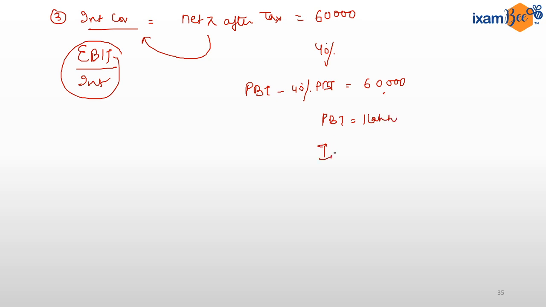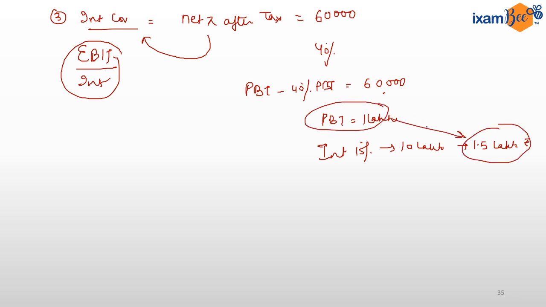Interest was also given to us as 15% on 10 lakh of debentures. That means interest in absolute terms is 1.5 lakh rupees. So this turns EBIT to be 2.5 lakh. So the answer would be 2.5 divided by 1.5 lakh, so 5 by 3 or 1.67 was the correct answer for this particular question.